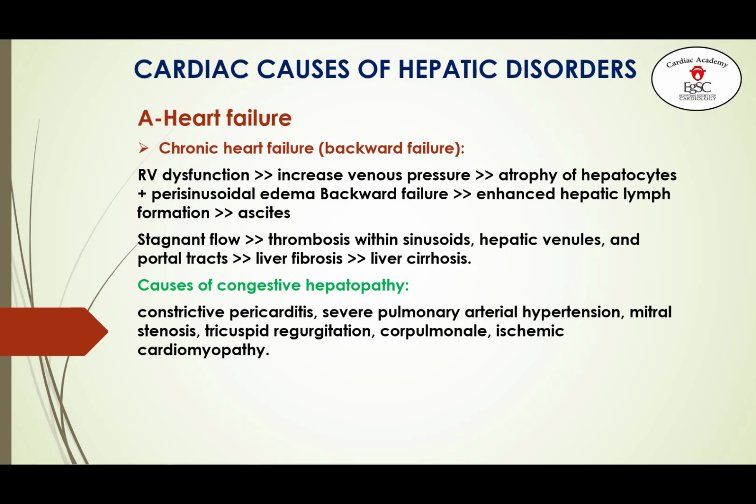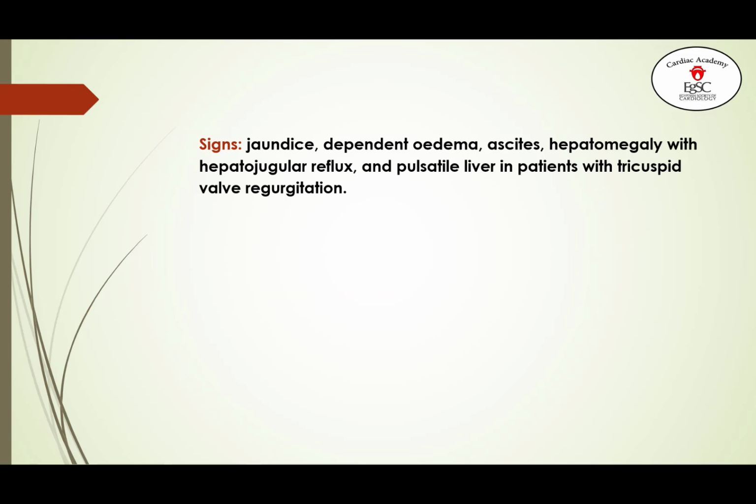Causes of congestive hepatopathy. The main causes are constrictive pericarditis, severe pulmonary arterial hypertension, mitral stenosis, tricuspid regurgitation, cor pulmonale, and ischemic cardiomyopathy. Signs of hepatic congestion: jaundice, dependent edema, ascites, hepatomegaly with hepatojugular reflux, and pulsatile liver in patient with tricuspid regurgitation.